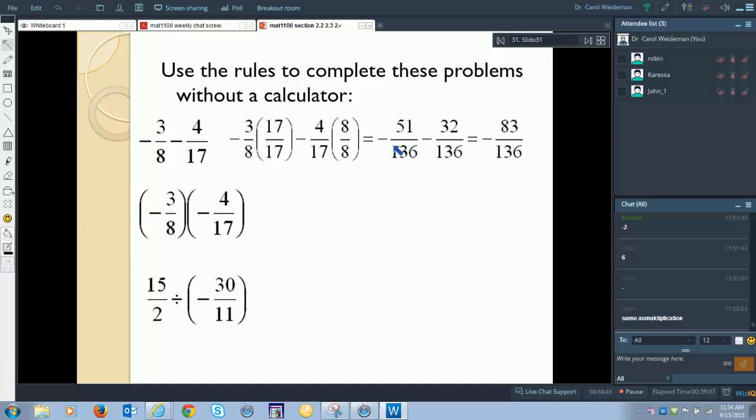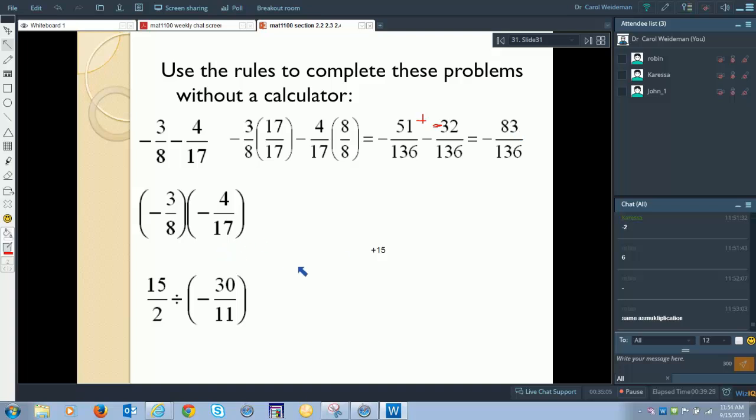And then over here, if you realize what's happening, I'm subtracting. And remember what we said, we can change a subtraction into adding the opposite. So I get rid of the subtraction on the last step. Whoops, wrong one. And I add the opposite, and so I actually come out with negative 83 over 136. Now how about this one?